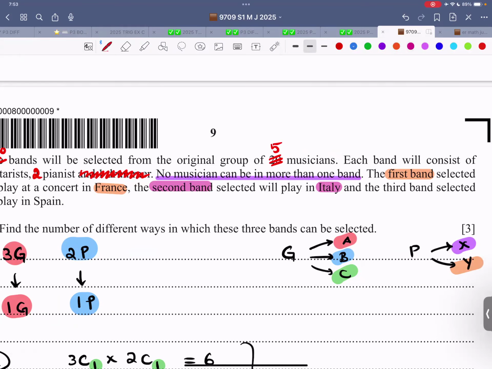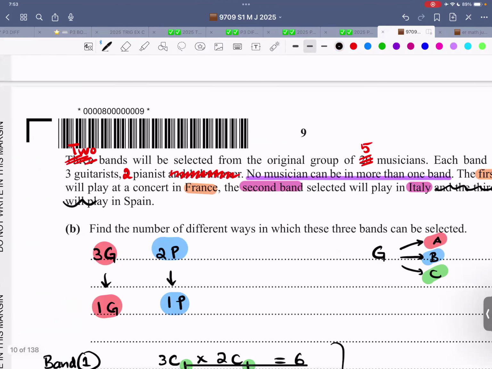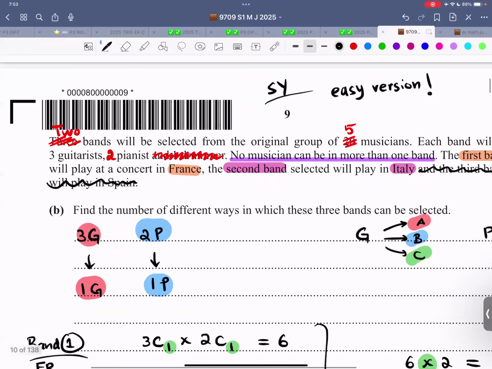And now what I'm doing is that let me grab my black marker and I'm just removing this. So this is my version of this question, the easy version. Now let's first understand this so that it's easier for you to understand the original question.